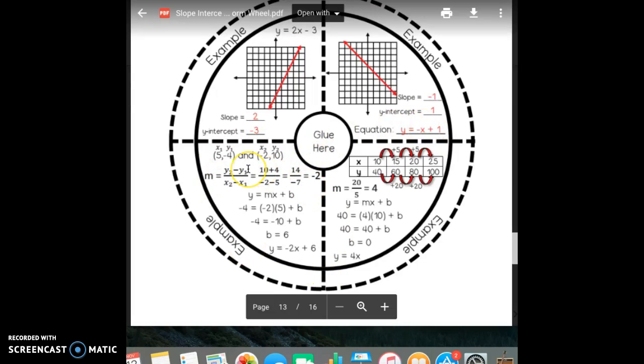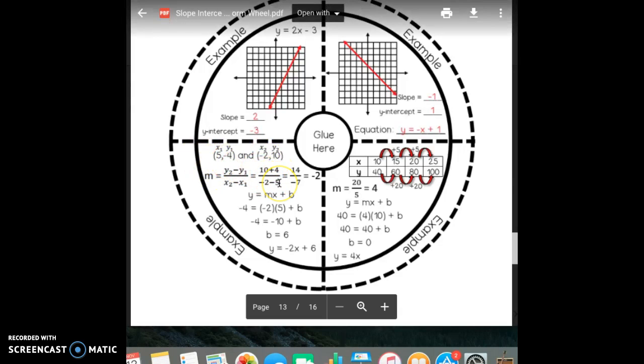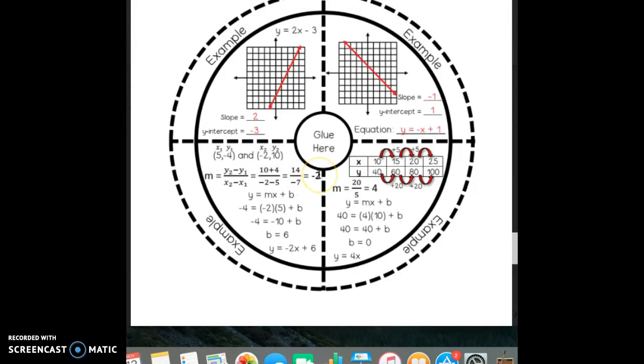Not all classes got to this one, so let's talk about this one. 5, negative 4, and negative 2, 10. Put it into the slope formula, and you should get that your slope is negative 2. Again, remember that in y2 minus y1, minus a negative is plus a positive, and then x2 minus x1. So that gives you your slope.